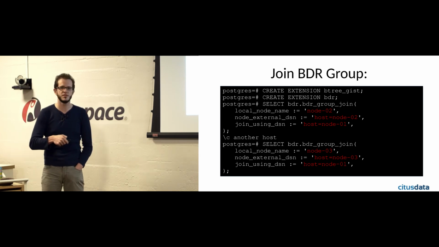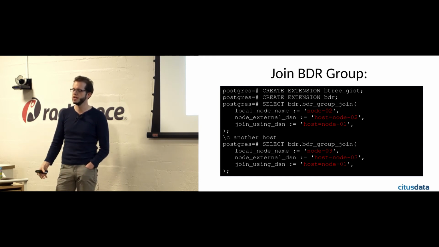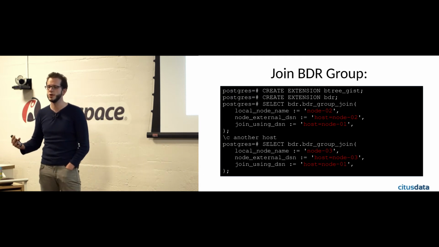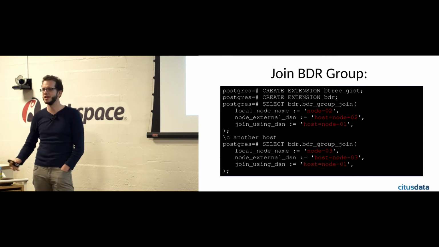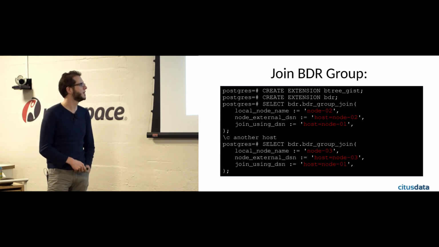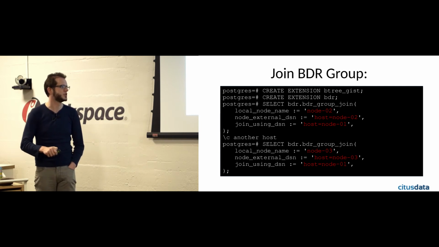So this does not change any persistent topology. What it does is determine where we get the initial copy of data from, which might be important if you have one node on one continent and one node on the other continent. You might want to clone from the node that's on the same continent as you, because that will be much faster than doing it over a long distance. But after that, it will not have any effect from which node you cloned.